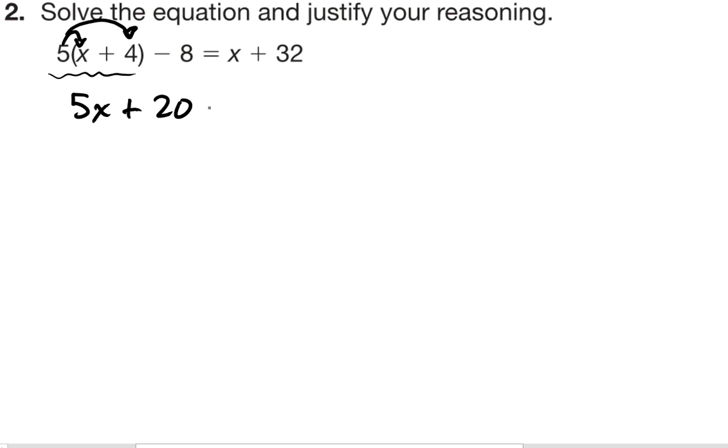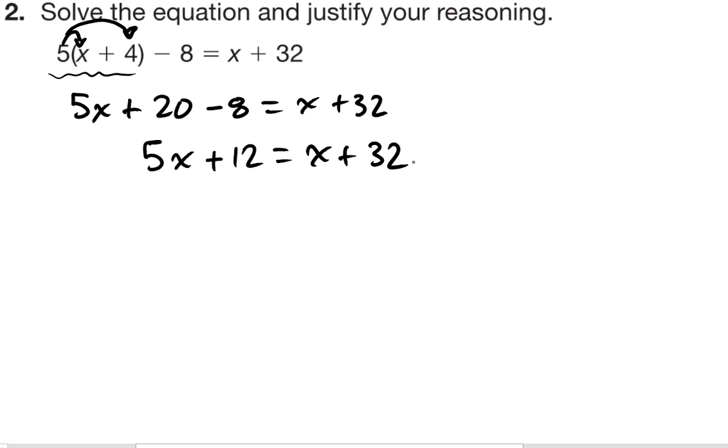And then I'm just going to rewrite the rest of my equation. I have minus 8, and that equals x plus the number 32. 20 minus 8 is 12, so I'll rewrite this as 5x plus 12 equals x plus 32. Now I can see that I've got numbers on both sides of the equation, and I've also got variables on both sides of the equation.